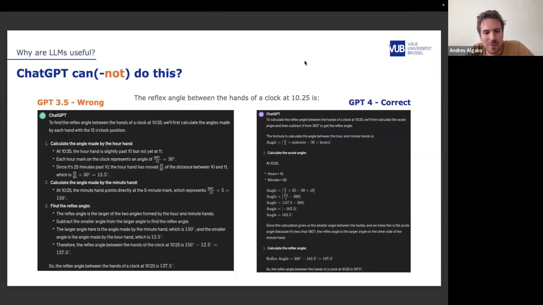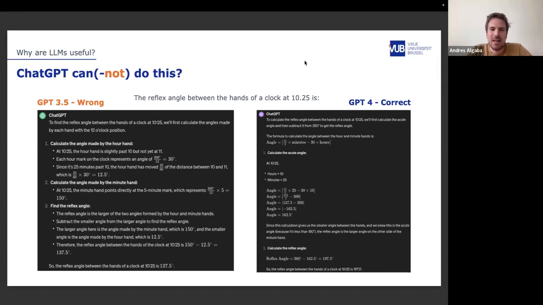Now, something which we also often run into is a fight on Twitter, or X nowadays, where people say that ChatGPT can or cannot do something. And what we then often see is that people are using different versions. So here I have a question, something about the reflex angle. Actually, the question is not that important. We just see it's a mathematical question. GPT-3.5 gets it wrong. GPT-4 gets it correct.